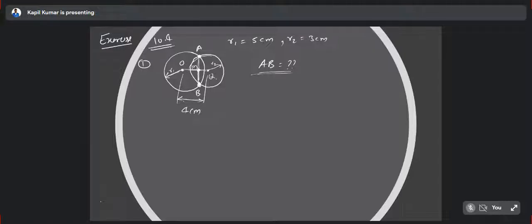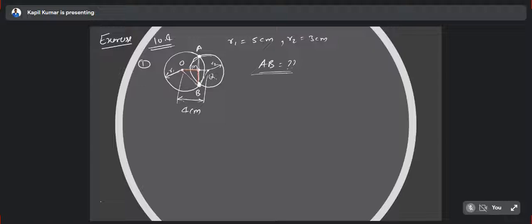So how to proceed for this? We need to find the magnitude of AB, the length of AB. Here, if we join O to B and Q to B with a dotted line, so O to B and Q to B, now what we got? We got two right angle triangles, one here, one here.